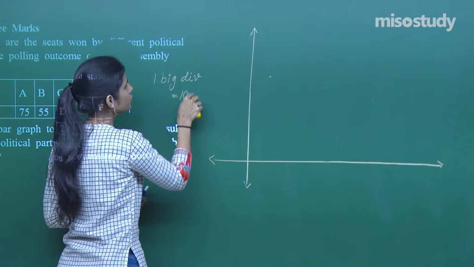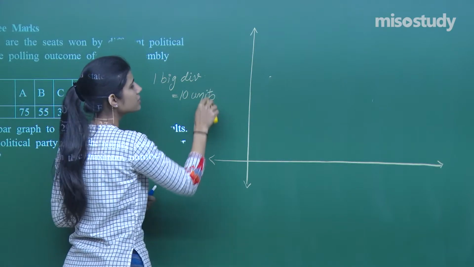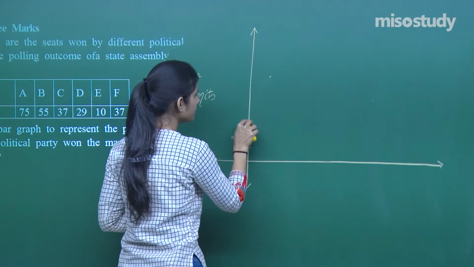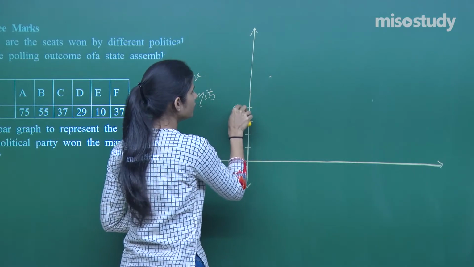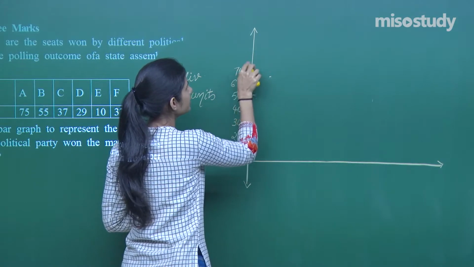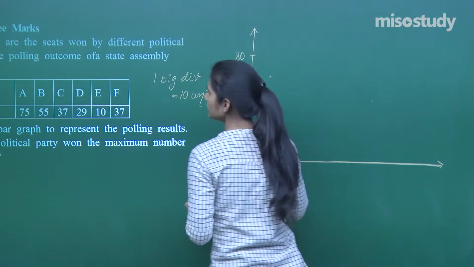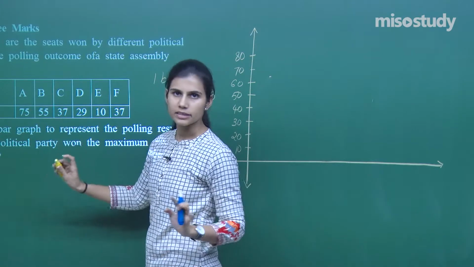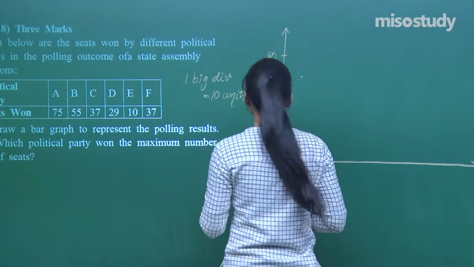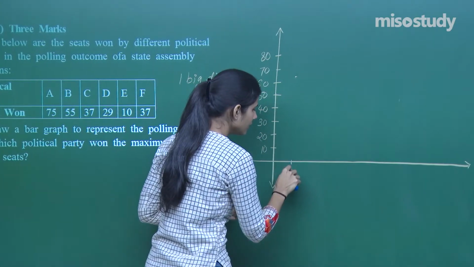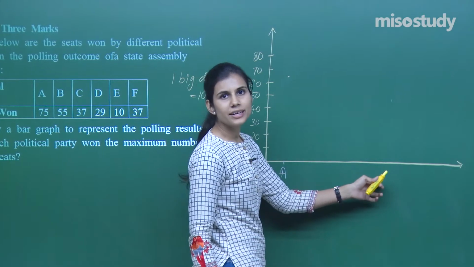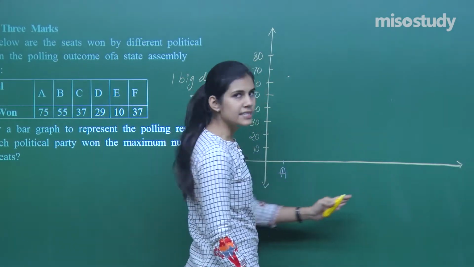is of 10 units so that I can incorporate all the values. Fine. So you have 10, 20, 30, 40, 50, 60, 70, 80. That is it, you have maximum is 75. So all values will be incorporated. And you have political parties. So here what will I be doing? At equal distances I will be marking A, B, C, D and all on the x-axis, right?